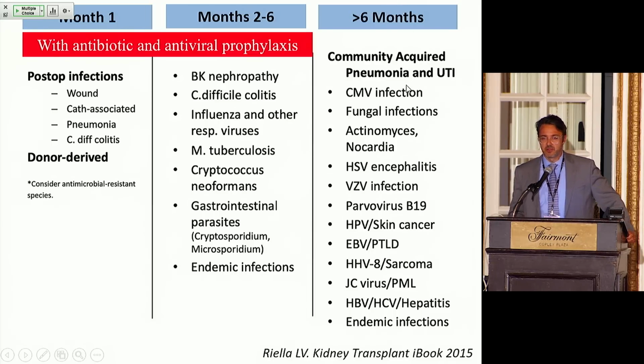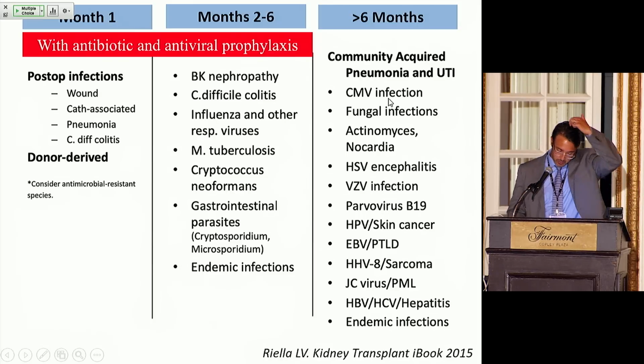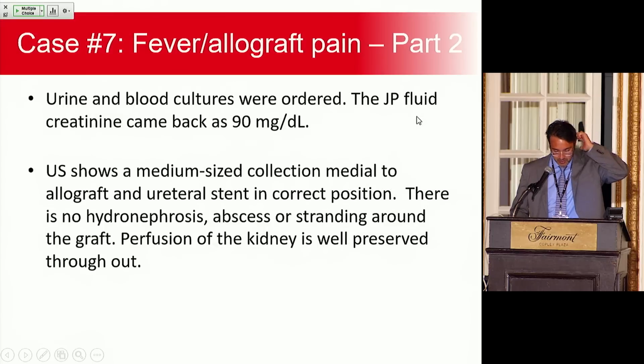And after 6 months, a lot of the more community-acquired infections such as pneumonia and UTI appear as most common, as well as CMV, because you're stopping the prophylaxis at 6 months. So the issue of CMV becomes a concern.